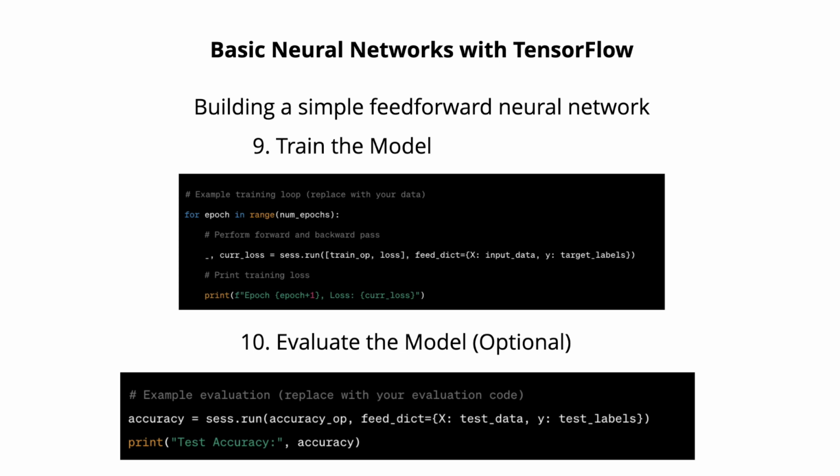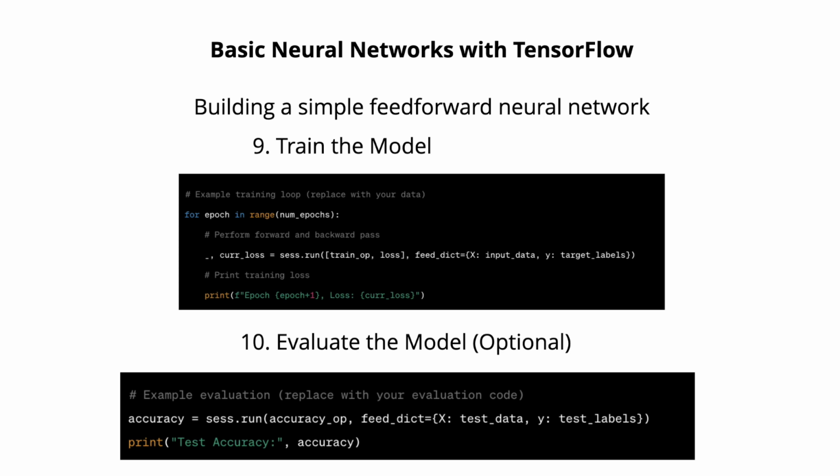Step number 9 is train the model. Run the training loop to optimize the model parameters using the specified optimization algorithm and loss function. Here is an example training loop, to replace with your data. For epoch in range, number of epochs, perform forward and backward pass. You can do that by saying current_loss equal to session.run, train_op, loss, feed_dict equal to X input data and Y target labels. Print the training loss by saying print epoch plus 1 and loss equal to current_loss.